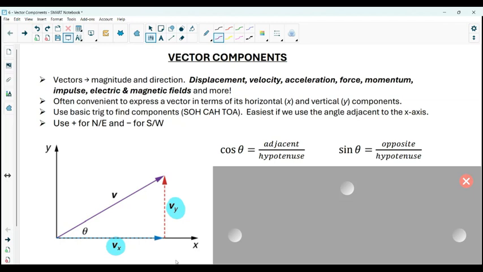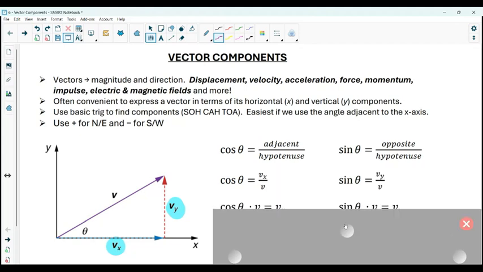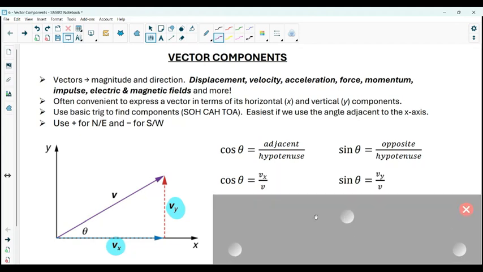Now, I just want to mention, if you use the angle in here instead, the one next to the y-axis, you have to switch those, which is why I recommend always choosing your angle when you do these to be next to the x-axis, because then it'll be consistent. Cosine will always be the x component, sine will always be the y component.